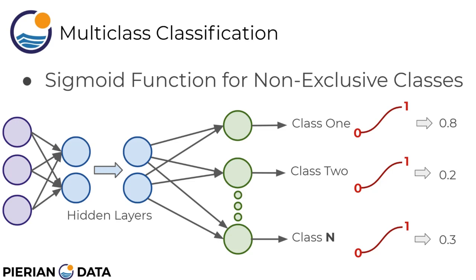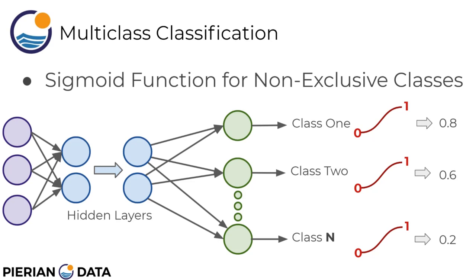And what you do is you say, okay, in this particular case, this data point has an 80% likelihood of belonging to class 1, as well as a 20% likelihood of having class 2 assigned to it, and then maybe a 30% likelihood of having class n. So we would probably just say, all right, go ahead and assign class 1 to this data point.